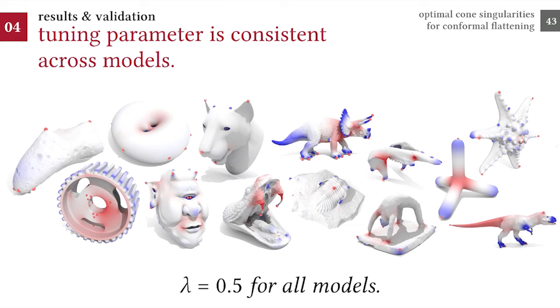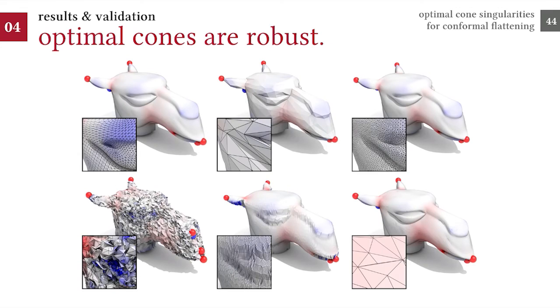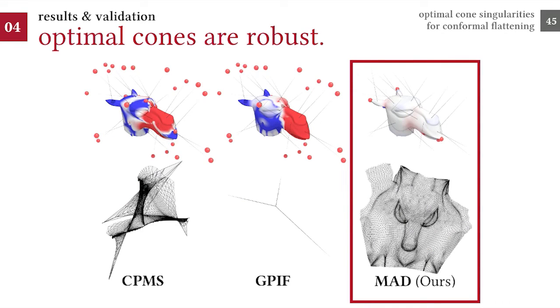For example, here we just take lambda equals 0.5 for all of these, and now if you want more or less cones, you can increase or decrease it accordingly. Since we're really minimizing this integral energy and finding globally optimal solutions, we find that our optimal cones are extremely robust to mesh quality, resolution, and noise. As an extreme example, if we add this shot noise where we randomly pull out vertices, we see that these previous approaches, which really are based on pointwise estimates of curvature and conformal scale factors, aren't able to deal with it, whereas our approach completely ignores this.